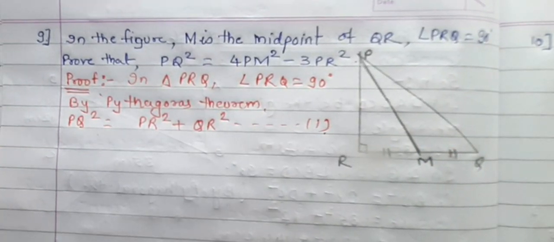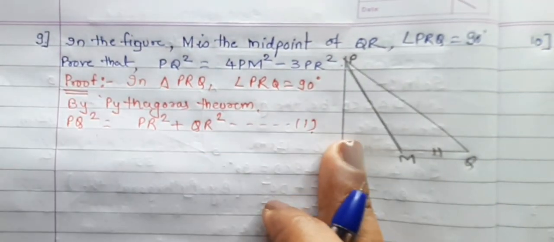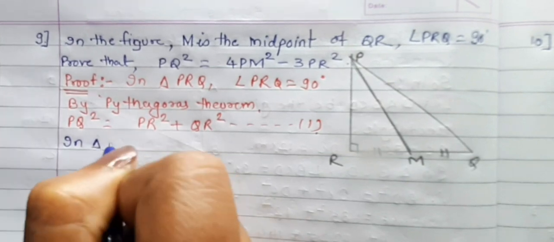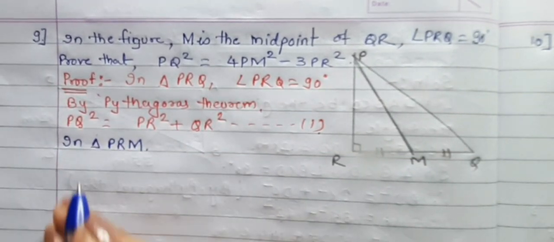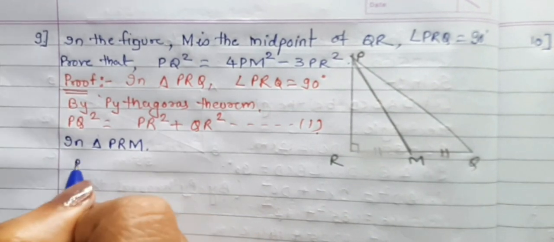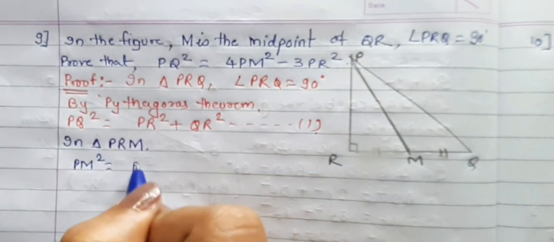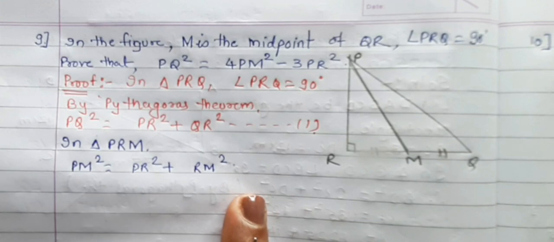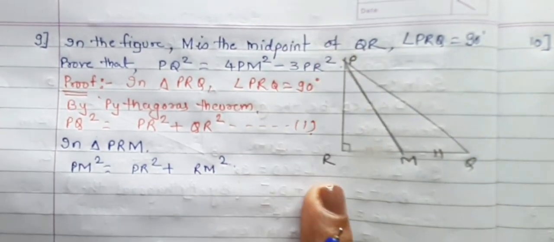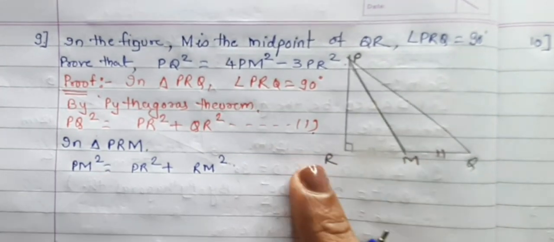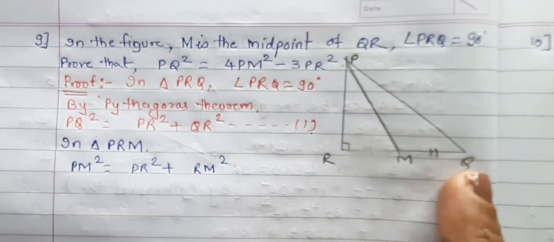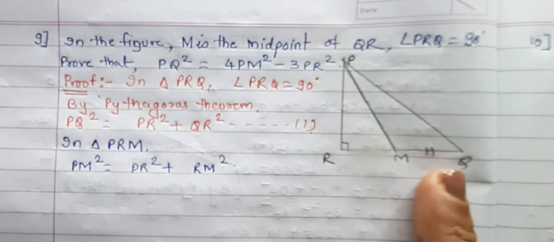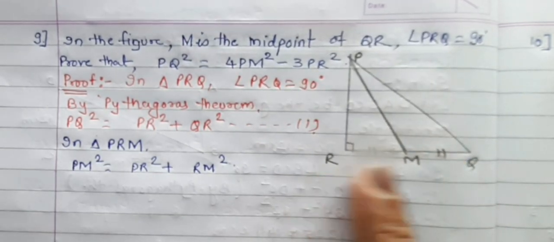Right? Now we will consider another triangle over here. Which is the other triangle? The other triangle is PRM. So in triangle PRM, what will be the length of PM square? That is equal to PR square plus RM square. Now this RM can be written as half of RQ. Why? Because M is the midpoint of RQ. It is dividing RQ into two equal parts. So RM can be written as half of RQ.